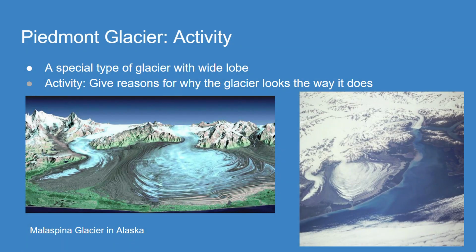So now here's an activity to talk about the Piedmont Glacier. This is a special type of glacier with a wide lobe. And so think about reasons for why the glacier looks the way it does. This one's the Malaspina Glacier in Alaska. It's got this really cool kind of clam-shaped form. So think about it, pause the video, write down some notes. I'll move on to the answers.